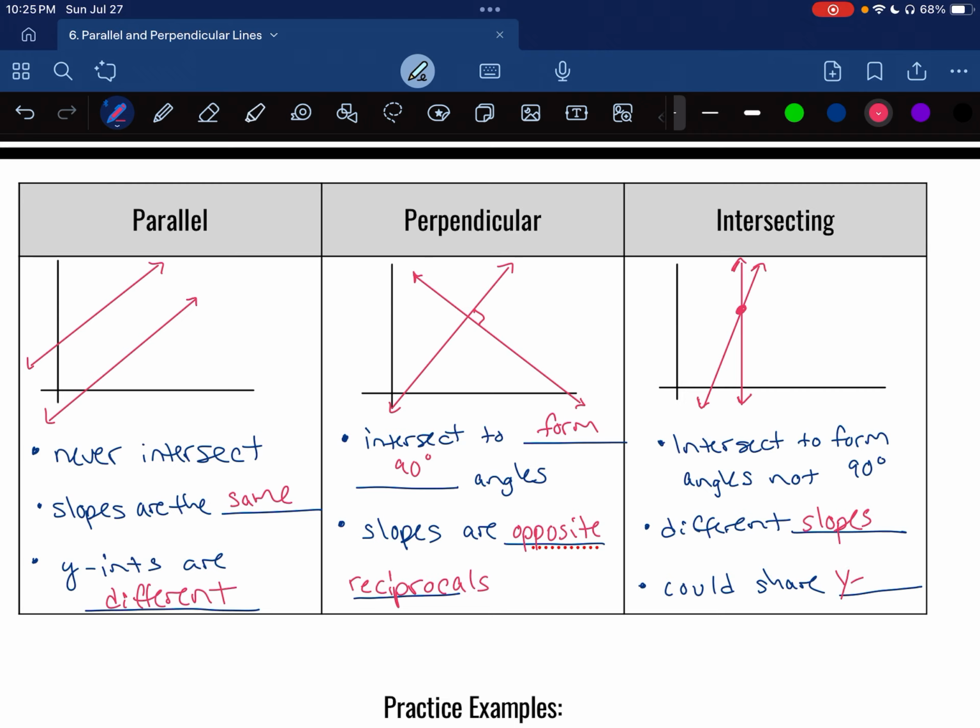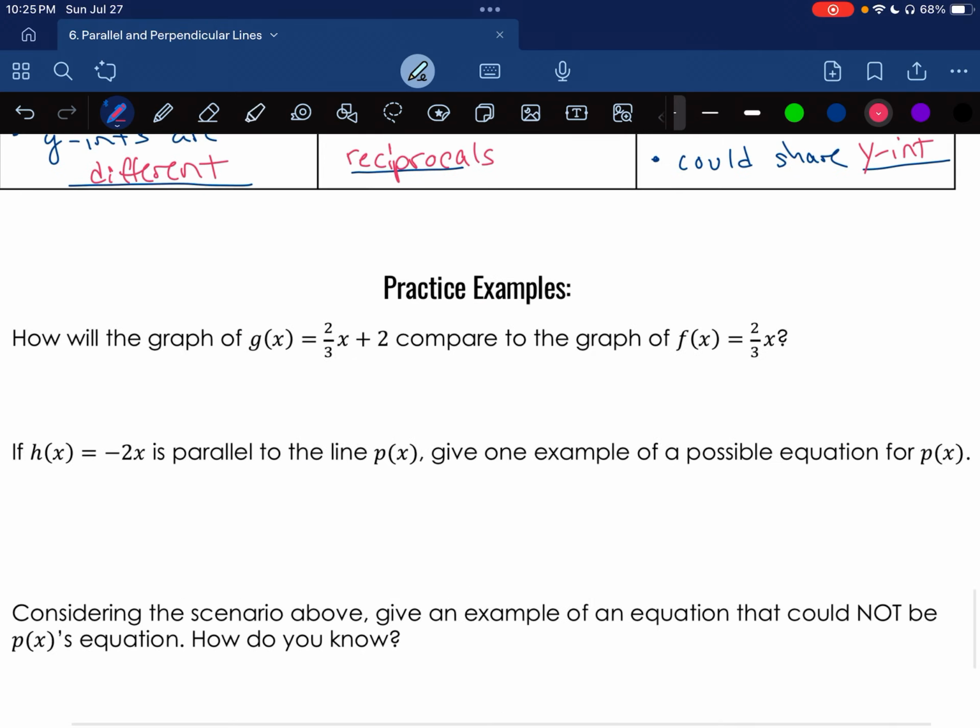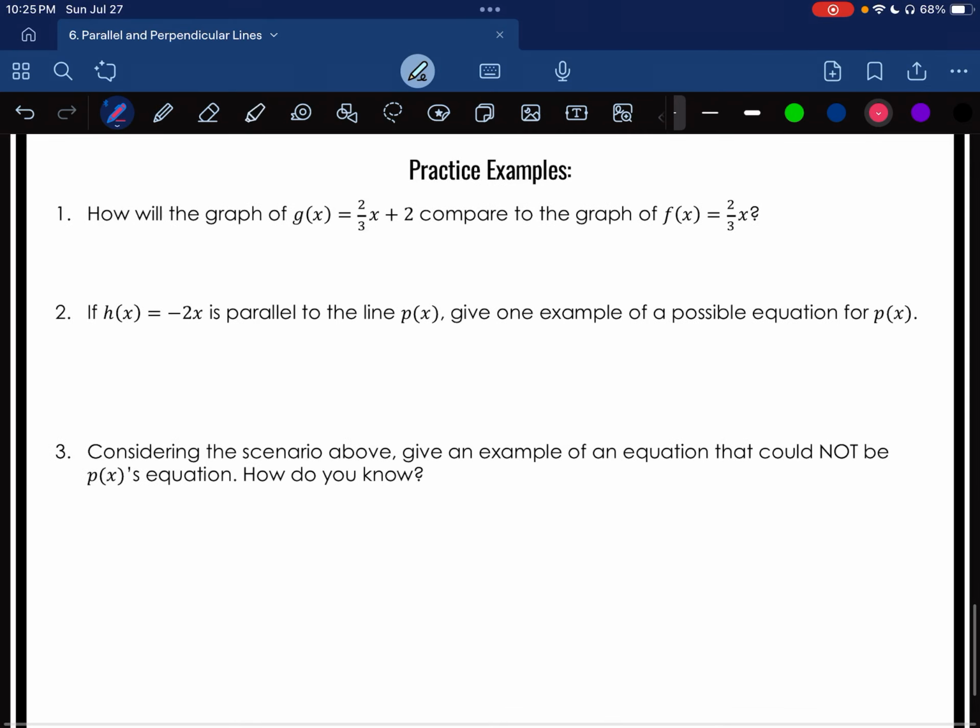All right, so I've got some good thinking questions for you today. I want you to consider how the graph of g of x is going to compare to the graph of f of x, without graphing them, just by the equations. Then, given this equation h of x, and given that it's parallel to p of x, write me an example of an equation for p of x, and then tell me what could not be p of x, a non-example. So go ahead, take a moment.